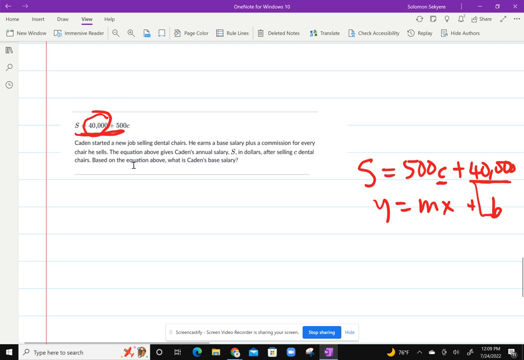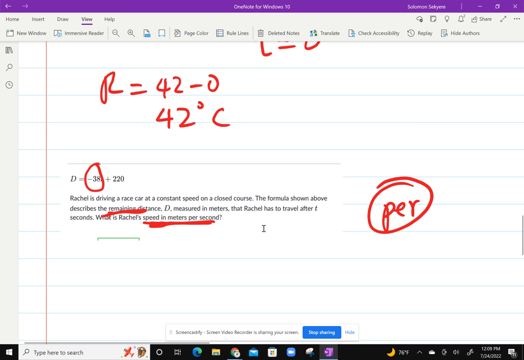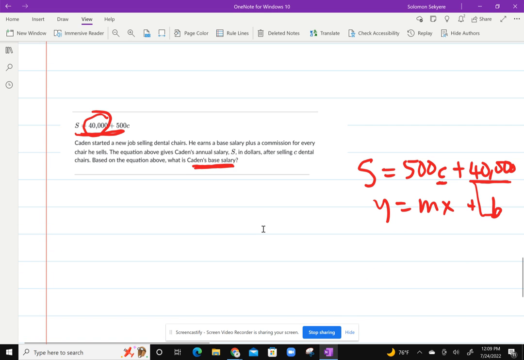Caden started a new job selling dental chairs. He earns a base salary plus a commission for every chair he sells. The equation above gives Caden's annual salary S in dollars after selling C dental chairs. Based on the equation, what is Caden's base salary? Base is your beginning, before you even sell any. If you don't get any commission at all, that's your base. That is when C equals 0, and the base salary will be 40,000.